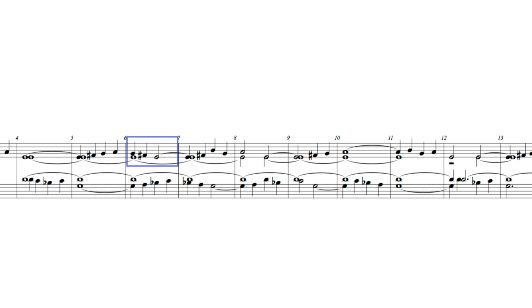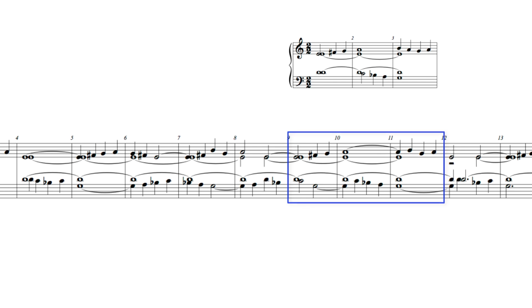Imitation, following at a bar's distance between the right and left hands, continues through bars 5 to 8 and ends here, where the opening pentachords from bars 1 to 3 are again used, this time with some variation.